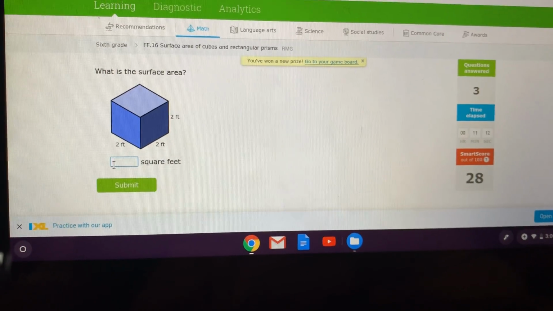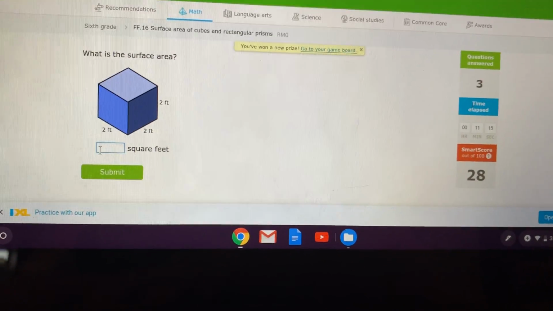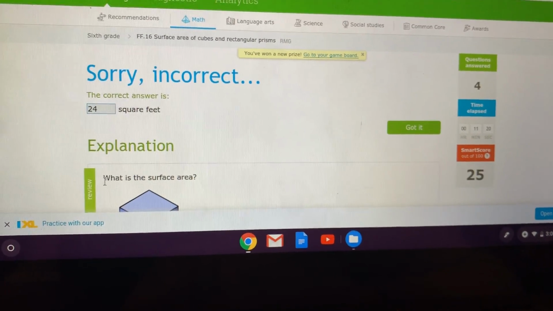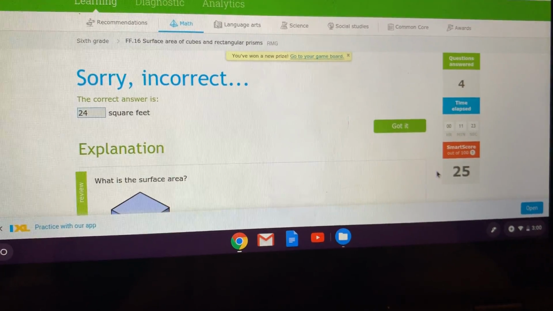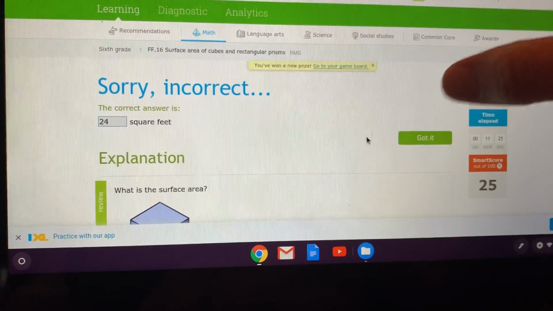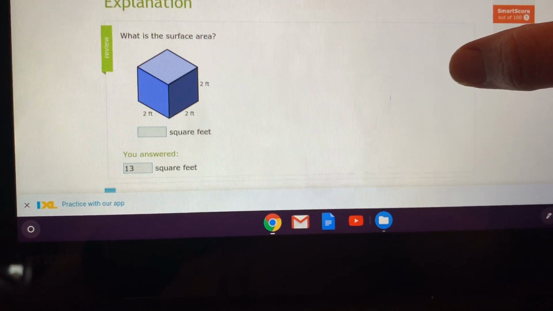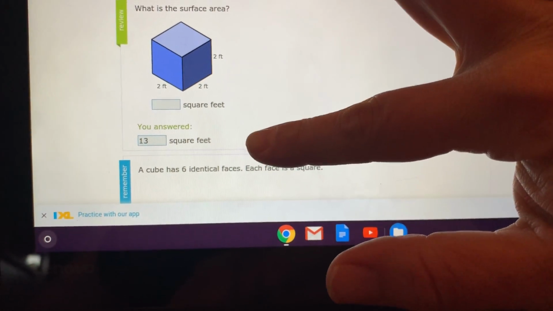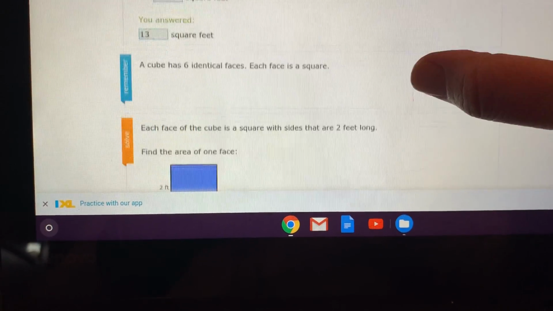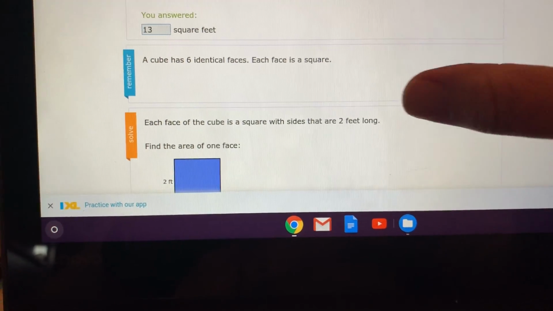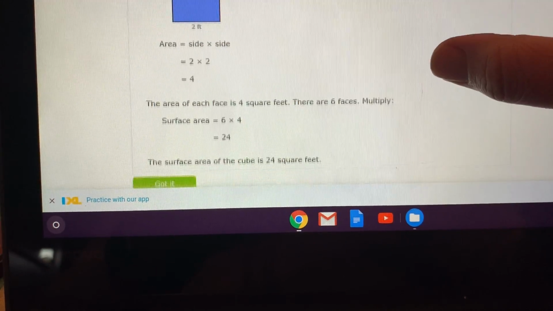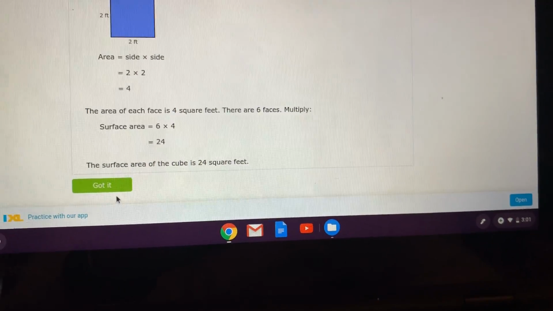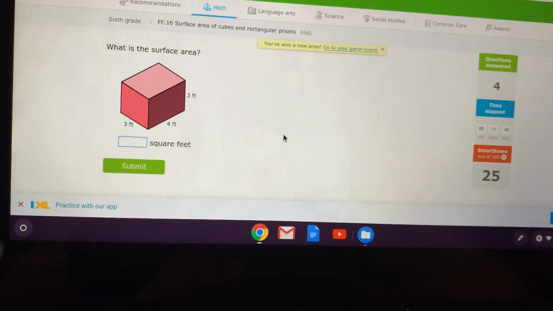Okay. I just want to show you what will happen if I put in the wrong answer. So I'm going to type in just a random answer. Again, this is not correct. I'm going to type in 13, just putting it in. I'm going to hit submit. It says, sorry, incorrect. So it did lower my score, if you see it there. They go through an explanation. So they show you the problem, show you what you answered, tell you about the faces here, tell you how to find the area of a face, and it basically walks you through the problem. And if you click got it, it'll give you another one, okay?